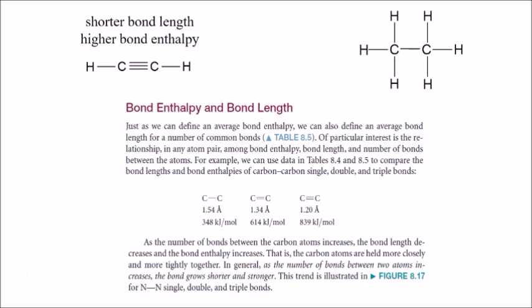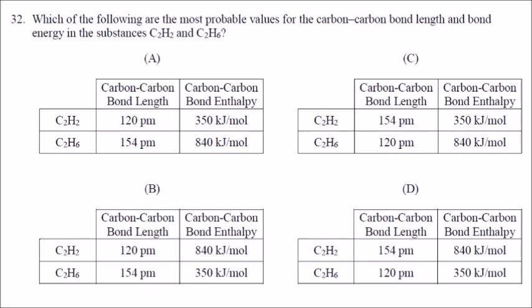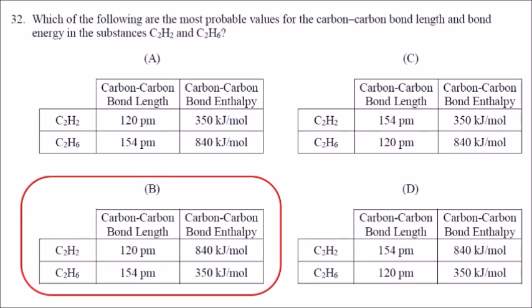Where would that be a good choice? Choice B shows that C2H2 has a shorter bond length and a higher bond enthalpy.